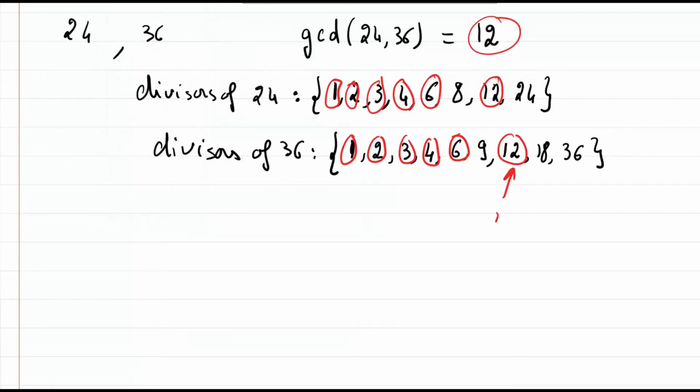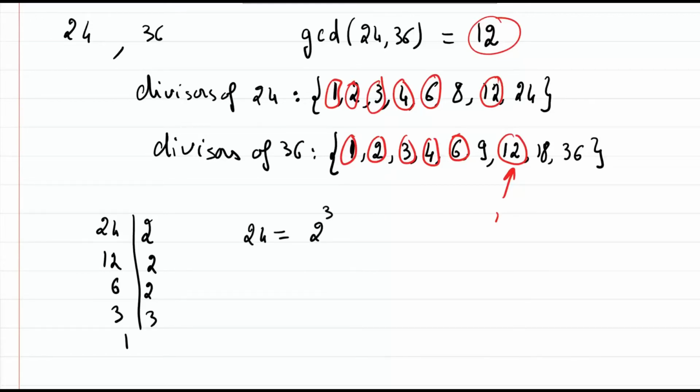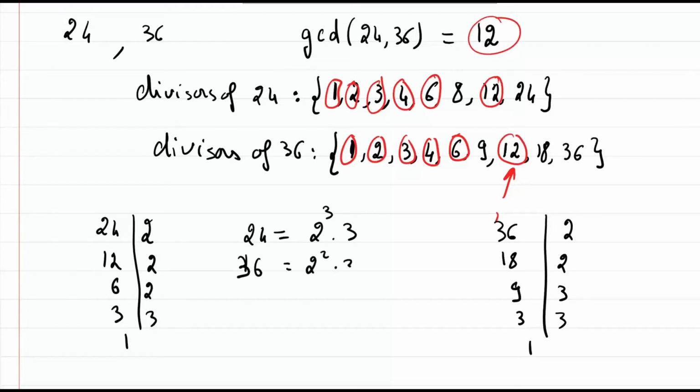Another way to do it is to find the prime factorizations of 24 and 36. So I say 24, I can divide it by 2, I get 12. By 2, I get 6. By 2, I get 3. And by 3, I get 1. So I write 24 is equal to 2 to the power 3 times 3. And for 36, I do the same thing. I divide by 2 to get 18, and by 2 I get 9, and then I divide by 3 to get 3, and by 3 to get 1, and I write here 36 is 2 to the power 2 times 3 to the power 2.